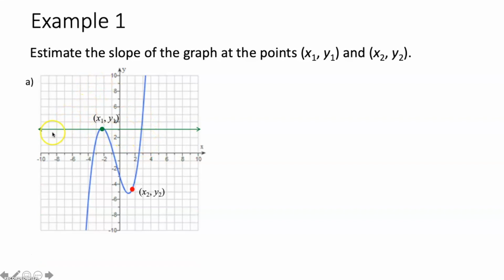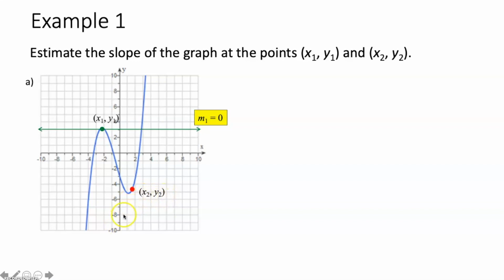Now, if we want to estimate the slope of the function at this particular point, the instantaneous rate of change at this particular point, the derivative of the function at this particular point, it's just the slope of the tangent line. And a horizontal line has a 0 slope. So we're going to say that the slope of the function at this particular point, x sub 1 comma y sub 1, is 0. Let's do the same thing for x sub 2 comma y sub 2.